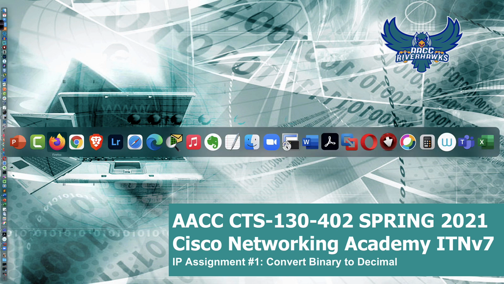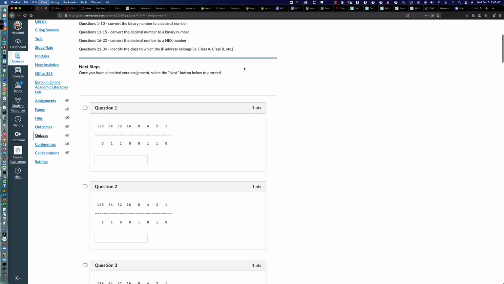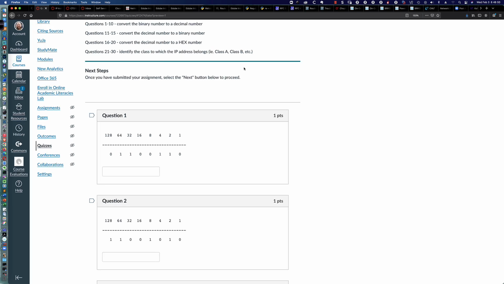So let's go ahead and dive in and take a look at the activity, and you can see we're going to divide this up into 4 parts, each part focusing on the questions that are grouped together that deal with the conversion that we're interested in. And so here we're going to be converting binary to decimal.